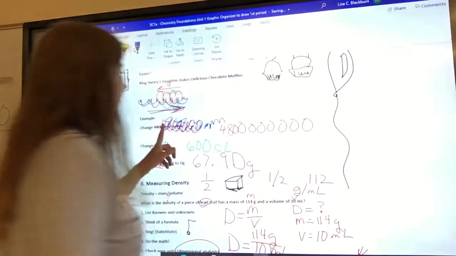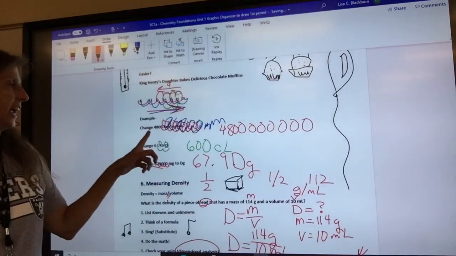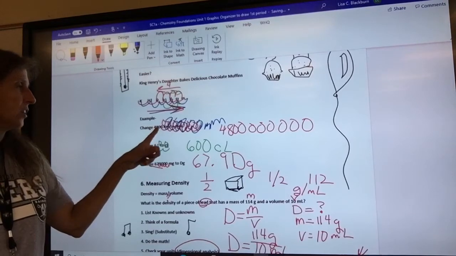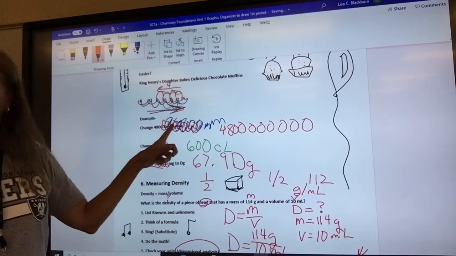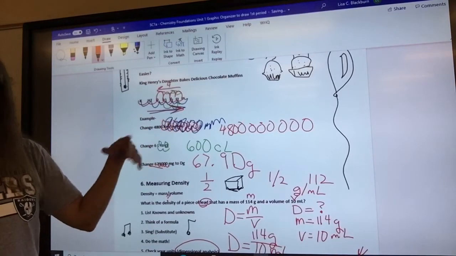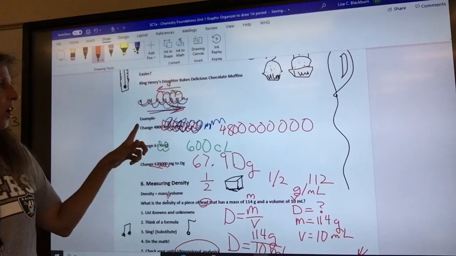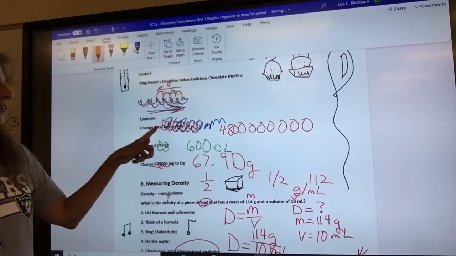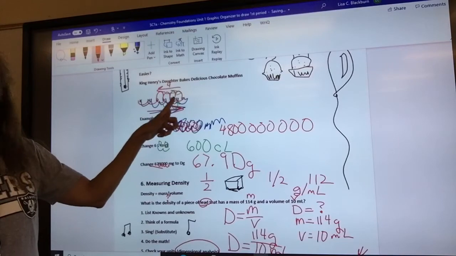Okay, so here we have a number. We want to change 4,800 kilometers to millimeters. Okay, just ignore all the scribbling. Yours should look good. What you do is you count how many frog jumps it is.